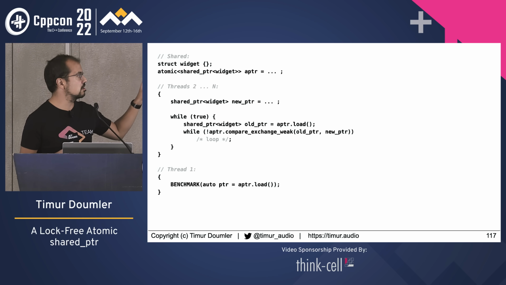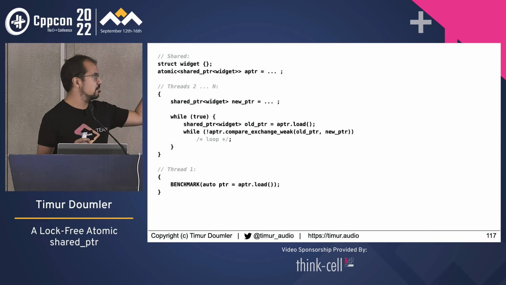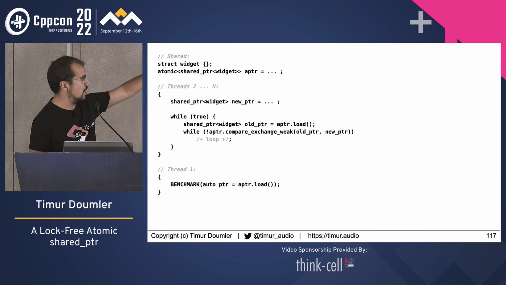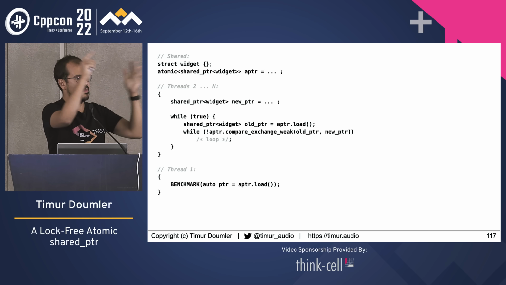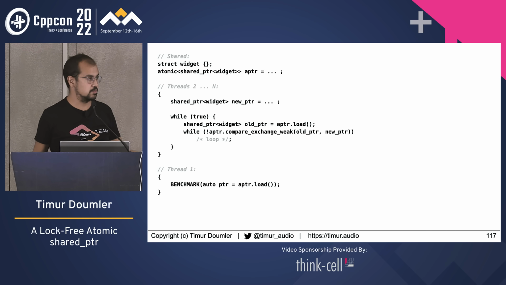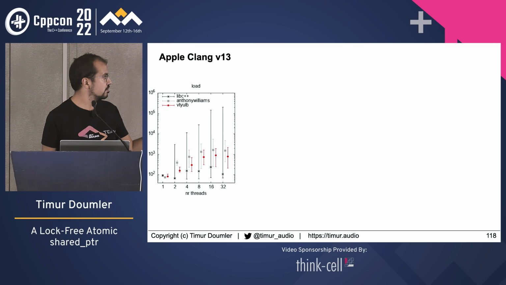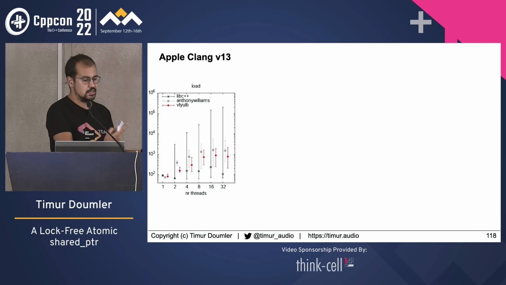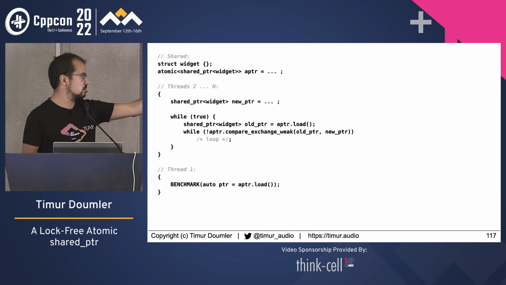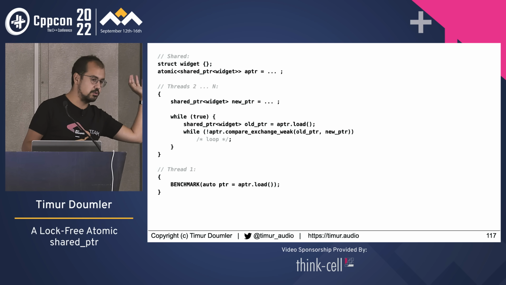I did this really crude thing where I just have a bunch of threads, from 0 to n, that are just hammering this atomic shared pointer in a CAS loop. Then I have one thread where I benchmark how long a load takes, how long a store takes, while the other threads are hammering it. The number of other threads is basically the variable. So I'm measuring the normal contention on an atomic at the same time as I'm measuring the actual performance of the load or the store.